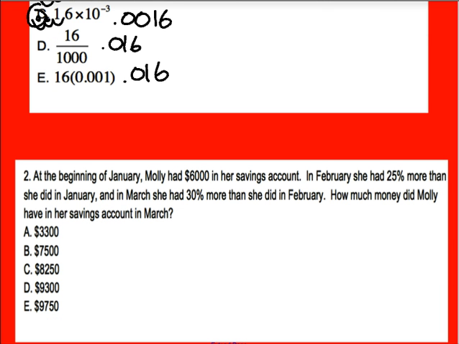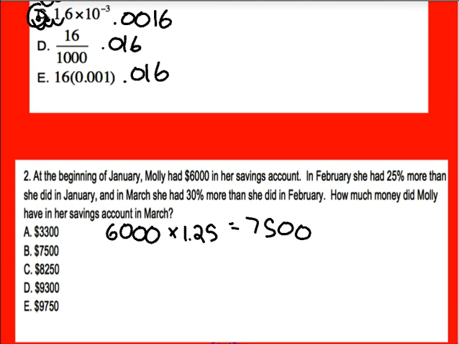Number 2, at the beginning of January, Molly had $6,000 in her savings account. In February, she had 25% more than she did in January. And in March, she had 30% more than she did in February. How much money did Molly have in her savings account in March? So she started with 6,000, and she had 25% more. So we need to multiply that by 1.25. The 0.25 being that 25%, leaving the 1 there to show that we're taking everything we had before and adding on that 25%. So when I type that into my calculator, in February she had 7,500.